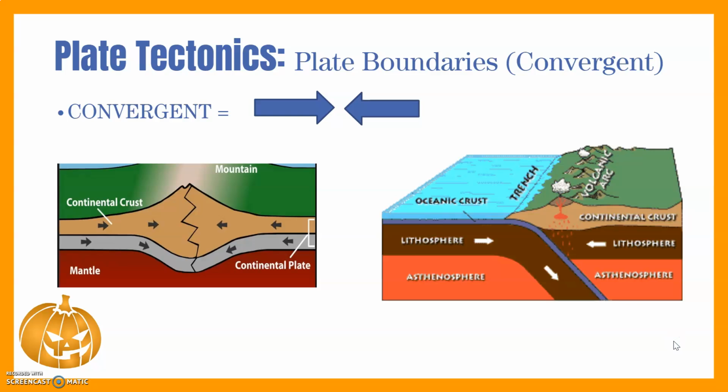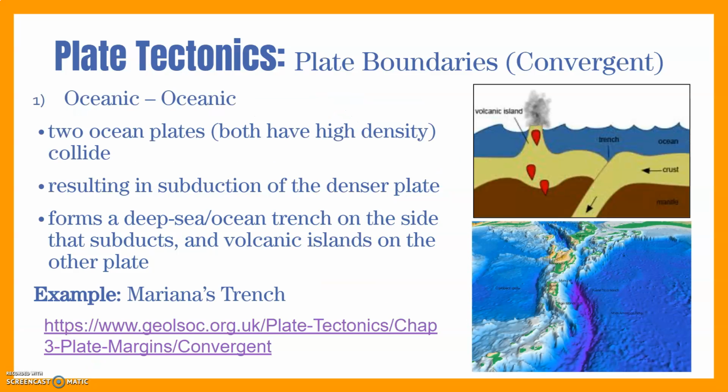Okay, so here we go. Hopefully you're ready to go with your notes. We talked a little bit about the convergent boundaries with our warm-up on Friday. So remember, convergent boundaries are when 2 plates collide. And there are 3 types of convergent boundaries, and that's based on what type of crust is involved.